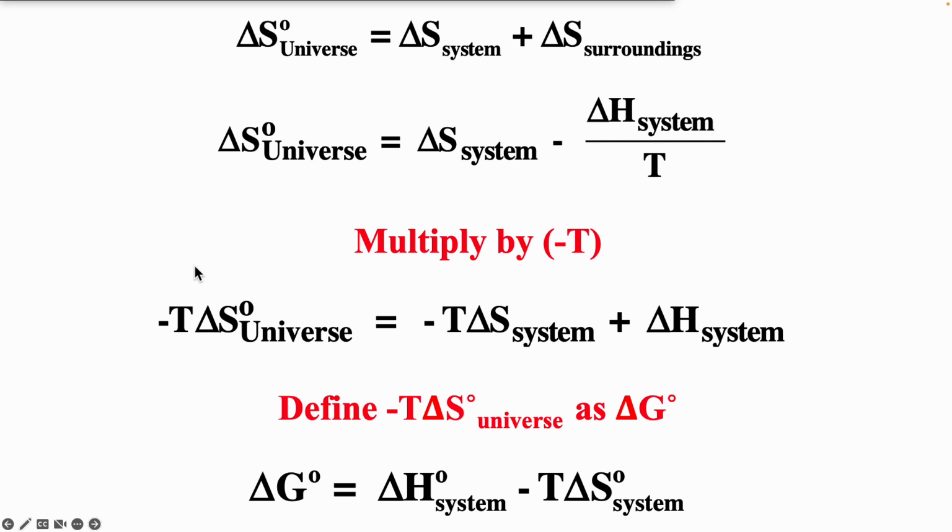Now if we take this equation, we'll multiply through by minus T, we get this, and now we can define minus T delta S universe as equal to Gibbs free energy. And so that gives us delta G equals delta H minus T delta S. And so it's kind of cool. All these parameters are in terms of the system. So we started worrying about the universe according to the second law, and we broke everything down into the system by assuming that we're talking about a closed system. And so the only thing that affects the surroundings is heat and work.